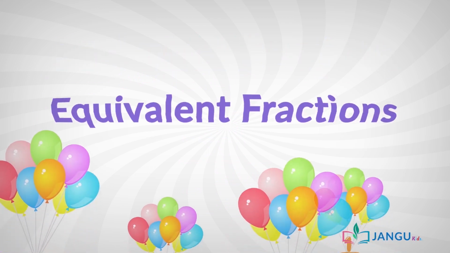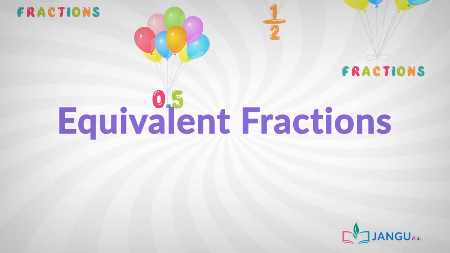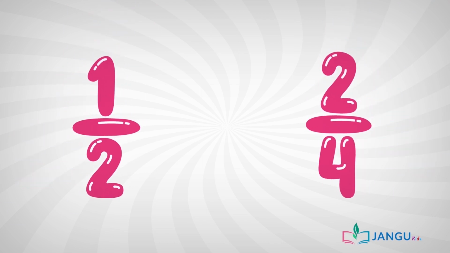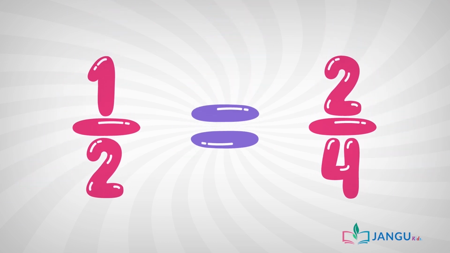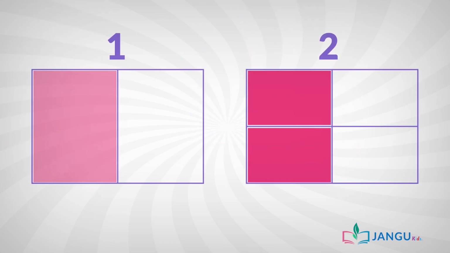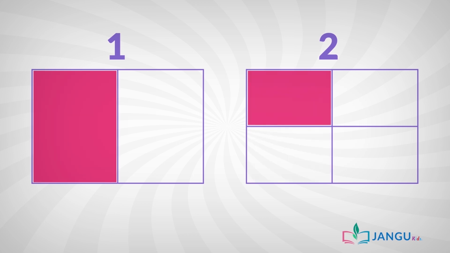Moving on, let's learn about equivalent fractions. Do you know that these two fractions, 1/2 and 2/4, are equivalent or the same? This can be proven by looking at these simple diagrams. In the first picture, we see that 1/2 is shaded. In the second picture, can you see that the same portion is shaded, although the square in the second picture is divided into 4 parts?